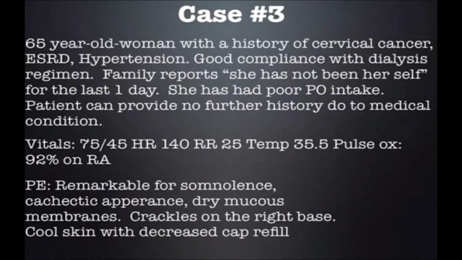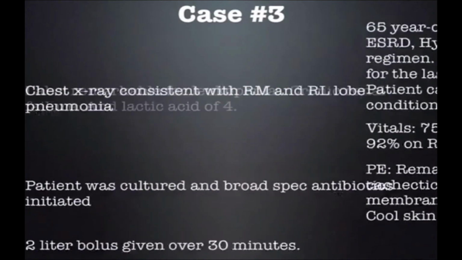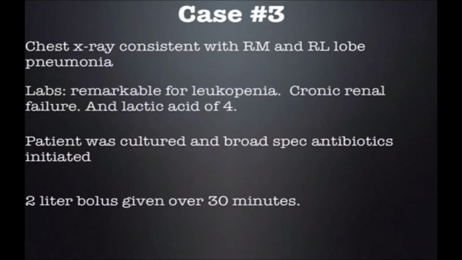Blood pressure is 75/45 with a heart rate of 140, respiratory rate 25, temperature is 35.5, and a pulse oximetry of 92% on room air. Physical exam is remarkable for somnolence, cachectic appearance, dry mucous membranes, crackles on the right base, cool skin with a decreased cap refill. Now, chest x-ray is consistent with right middle and right lower lobe pneumonia.